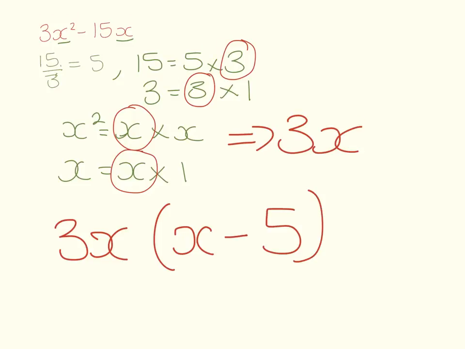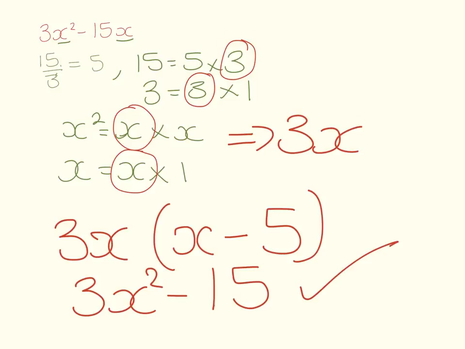Let's do our trick to make sure that we're right. 3x multiplied by x gives me 3x squared. And 3x multiplied by minus 5 is minus 15x. Does it match our original statement? It does, so we know we're right. Now's your chance to complete exercise 2 and homework 2.